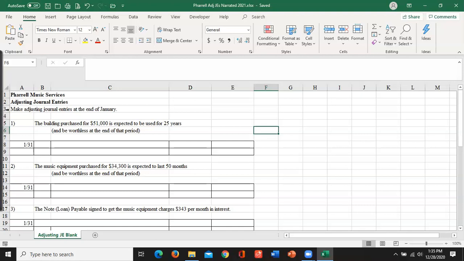Notice in this problem, we're making adjusting journal entries for the end of January. So we're doing them monthly. Be careful in problems. It clearly makes a difference if you're making adjustments once a month or once a year. So we're going to do them monthly. Since the first thing we did was purchase that building, we're going to do the depreciation. The order in which you do the things really makes no difference at all, though. But we'll do the depreciation first.